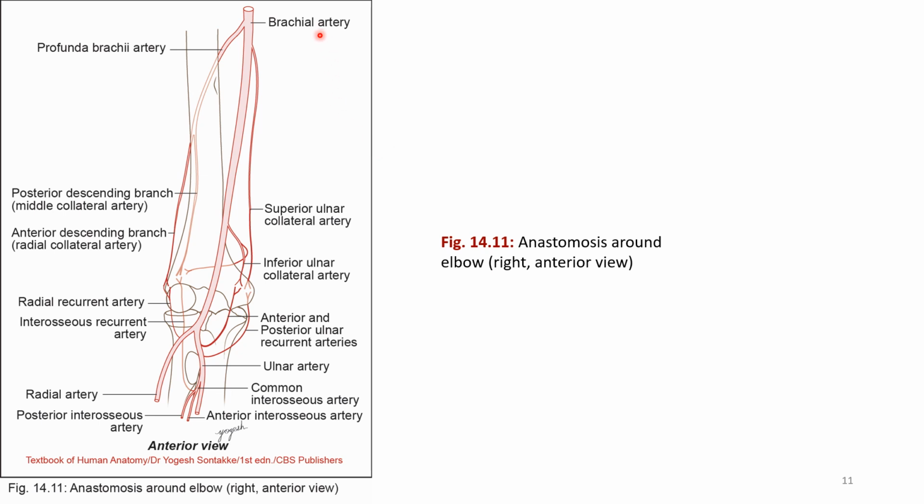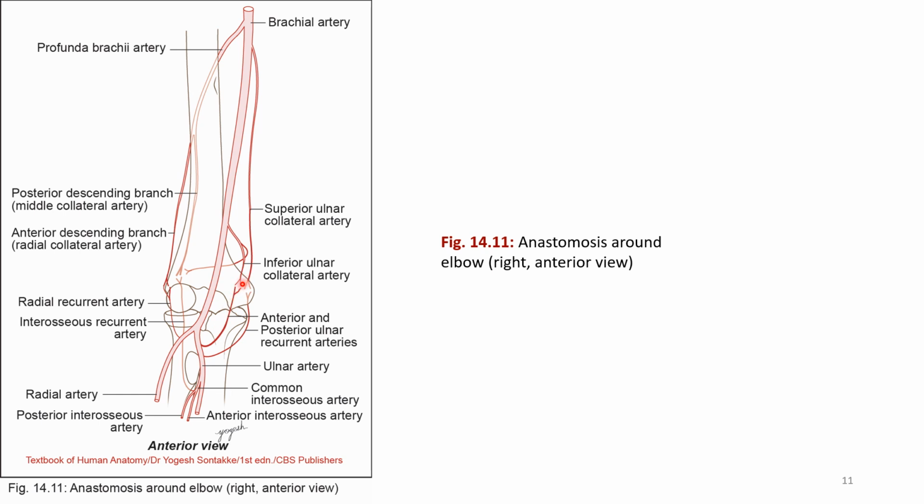Let us discuss the anastomosis around the elbow. First we will look at the anastomosis in front of the medial epicondyle of the humerus. In front of the medial epicondyle of the humerus, the inferior ulnar collateral artery anastomoses with the anterior ulnar recurrent branch of the ulnar artery.